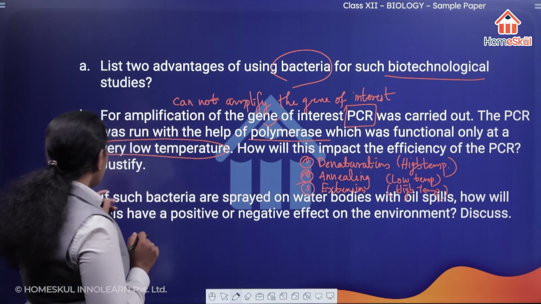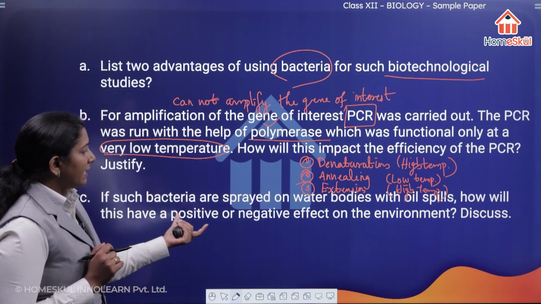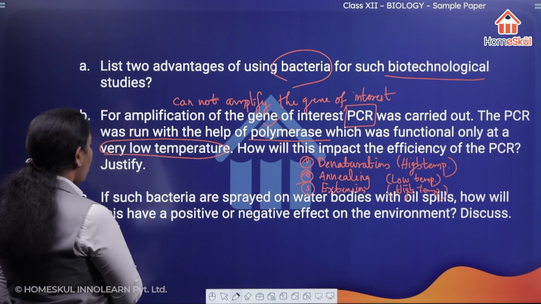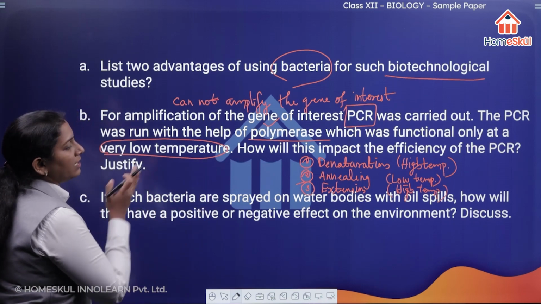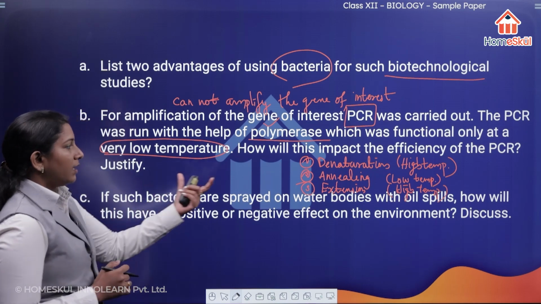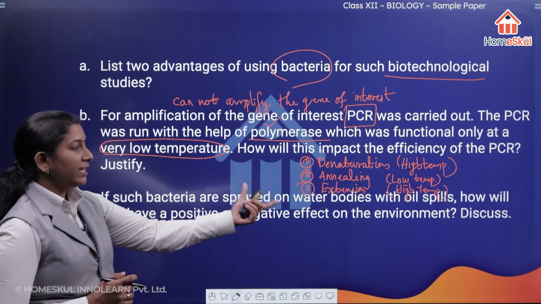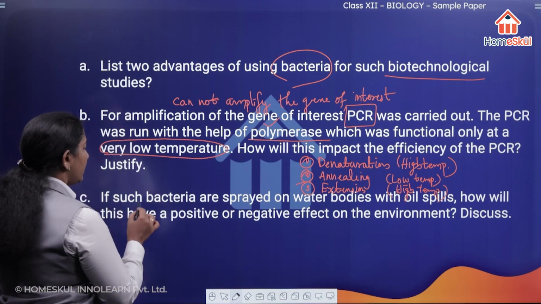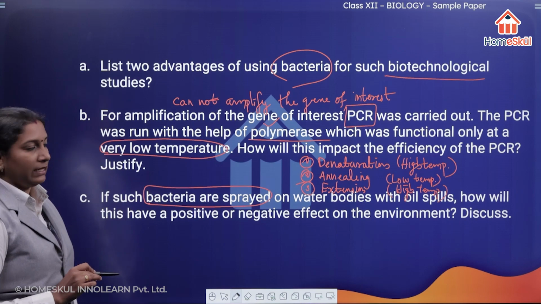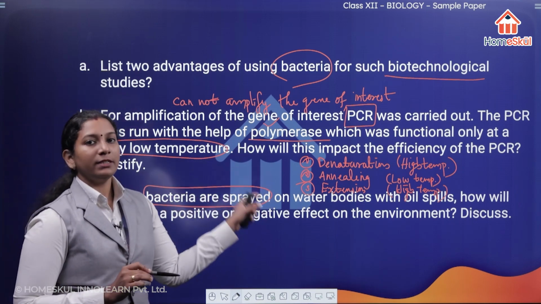And if such bacteria are sprayed on water bodies with oil spills, how will this have a positive or negative effect on the environment? Discuss it. When we have water bodies with oil spills, we spray these Pseudomonas bacteria on them.